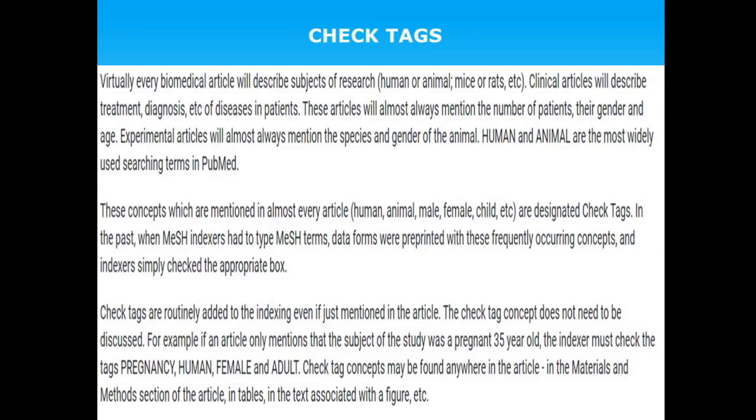Now we are going to see another parameter called check tags. And usually, what do you mean by checklist? So you have a certain criteria, and you are just finishing one by one, and you are checklisting it. That means I have completed step A, step B, like that. Similarly, here also there are certain words that are having check tags.